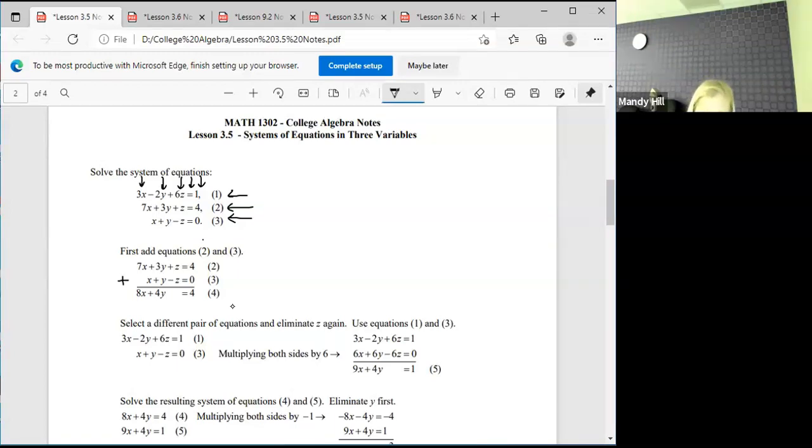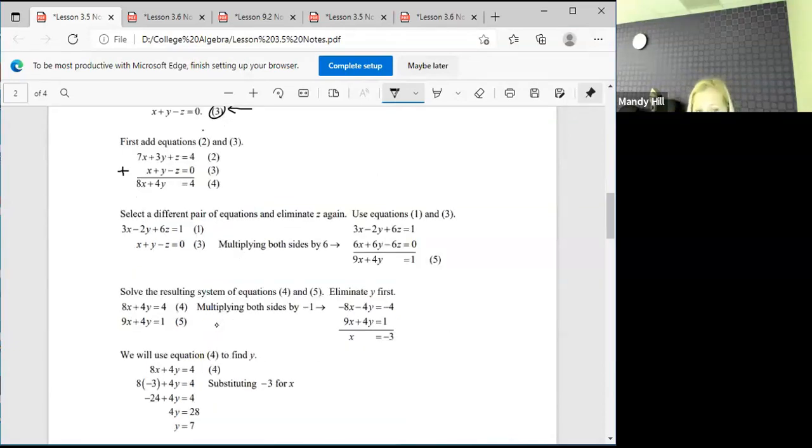And so they added row 2 to row 3, and they got 7x plus 1x is 8x. 3y plus 1y is 4y. 1z minus 1z, that's nothing. And then 4 plus 0 is 4. And so now they say, well, this equation, 8x plus 4y is equal to 4, is another equation that I can work with. And they're calling that equation number 4. So we've got 1, 2, 3, and now we've got a fourth equation we can work with. Is everybody okay with that? Okay.